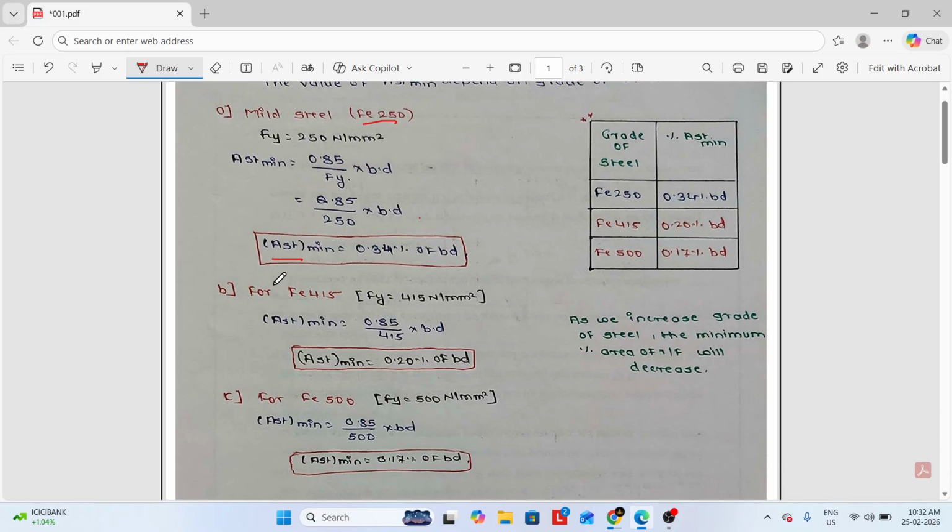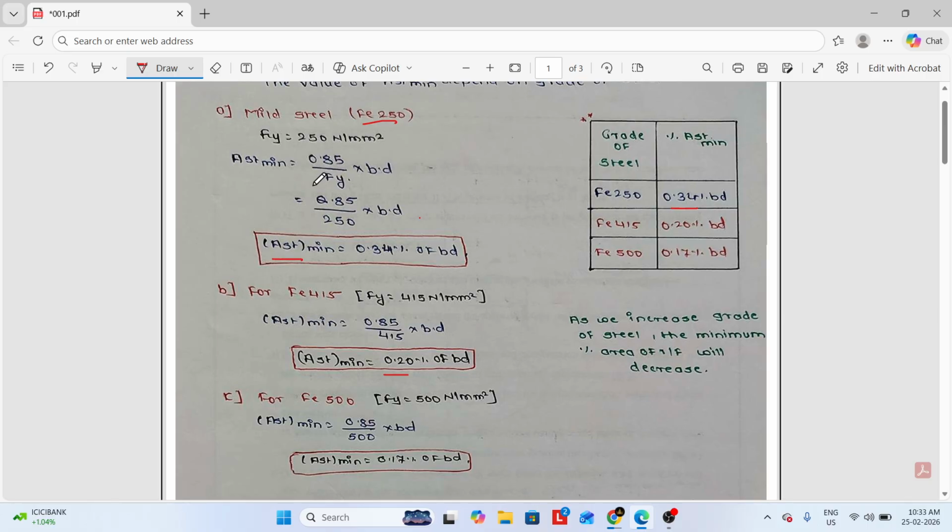Likewise, the same is done for Fe415. When we put the value of Fy 415 in the Ast minimum formula, we get the Ast minimum for the 415 grade of steel, and the same for 500. Here in the table we can see the grade of concrete and the percentage of Ast minimum required. Here we can directly see how much percentage is required. These values are calculated by using this formula.